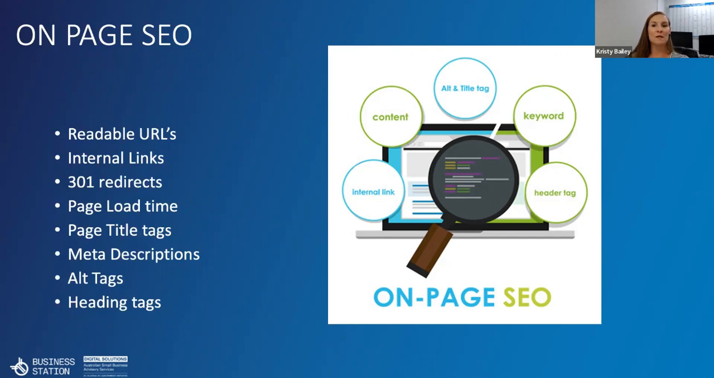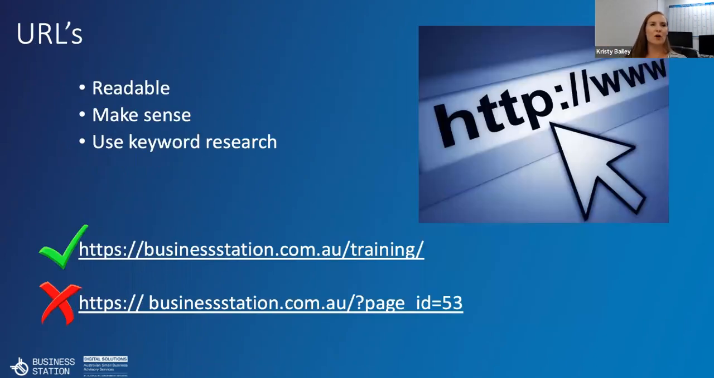So a few things that are quite obvious. You've got readable URLs. You've got those internal links, as I mentioned, so page-to-page linking. 301 redirects, just redirecting, basically search engine results that go into pages that have been taken down will then be redirected to a new location where there is a live page. Your page load times I mentioned, title tags, meta descriptions, alt tags, heading tags. So I'm going to expand on some of those because they do get a little bit technical. But just going through the obvious ones first.